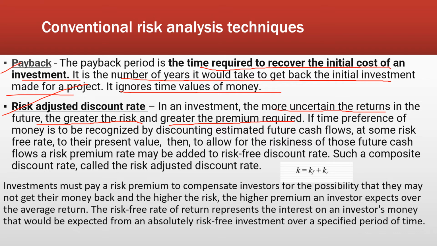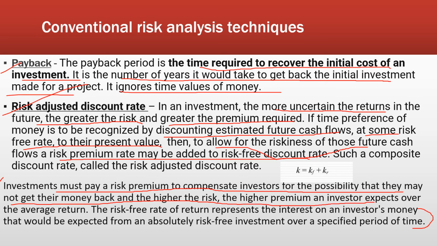So if the time preference of money is to be recognized by discounting the estimated future cash flows at some risk-free rate to their present value, then to allow for the riskiness of such future cash flows, a risk premium rate may be added to the risk-free discount rate. Here, I have explained this: investments must pay a risk premium to compensate investors for the possibility that they may not get their money back, and the higher the risk, the higher the premium an investor expects over the average return. That is what I explained.